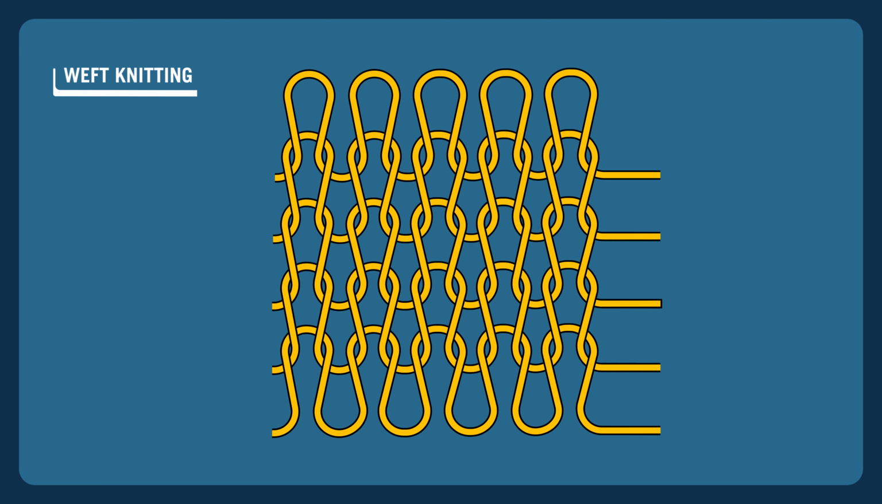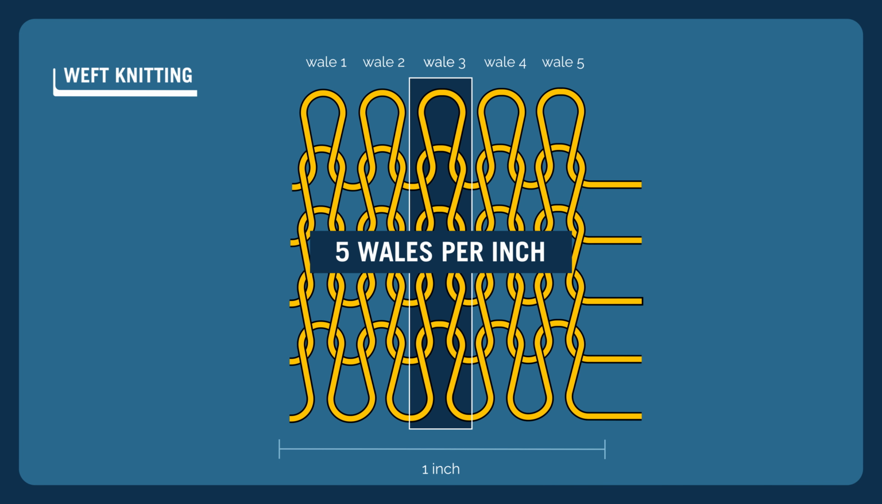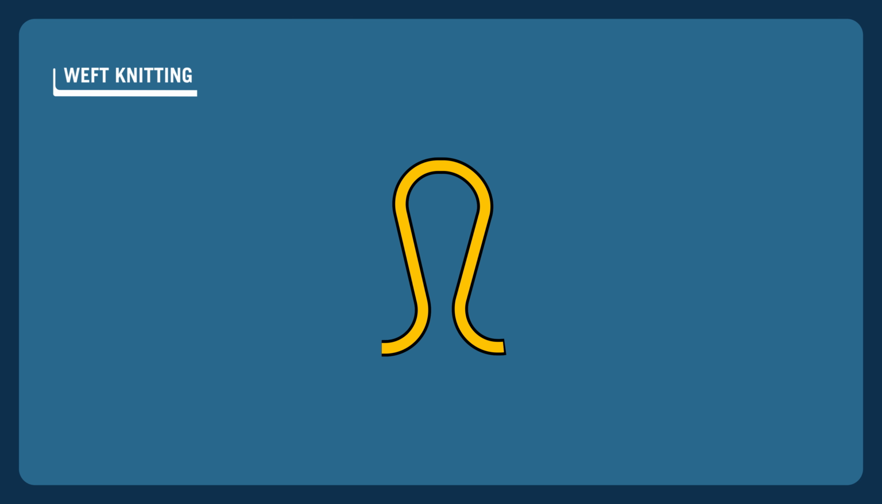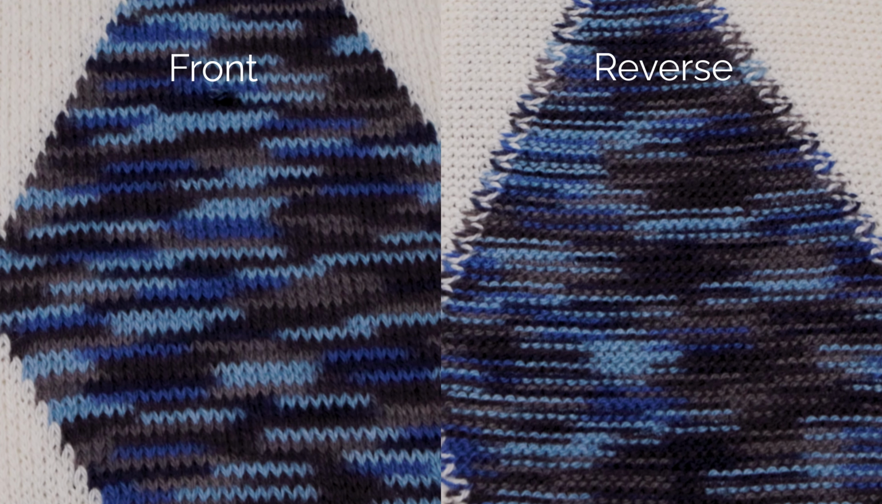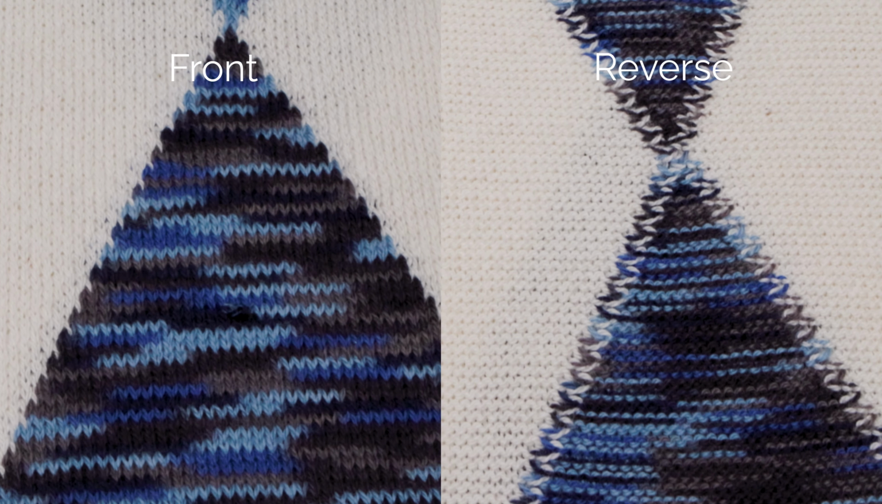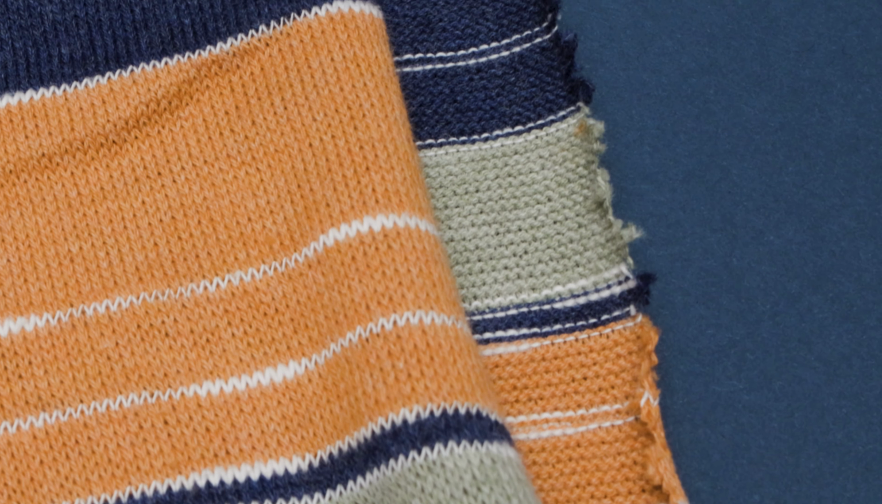The vertical column of loops produced by the same needle as it knits successive rows is referred to as a wale. The wale count is measured by the number of wales per linear length. When we look at a single stitch, the stitch breaks down into two elements, the crown and the legs. You will notice that the legs form a V shape, and the crown is more noticeable on the reverse side of the fabric and looks like an upside-down U. Learning to find the crown and legs leads to understanding stitch count and gauge.